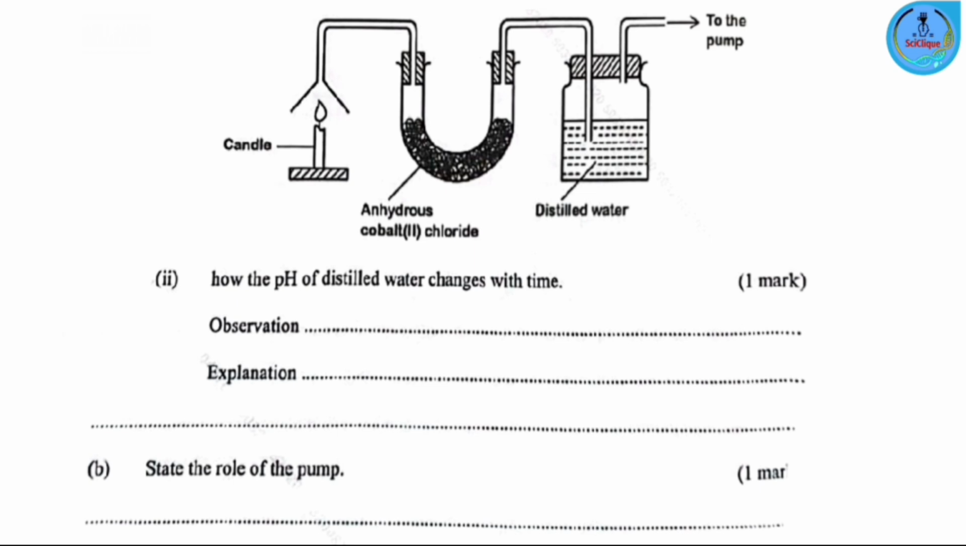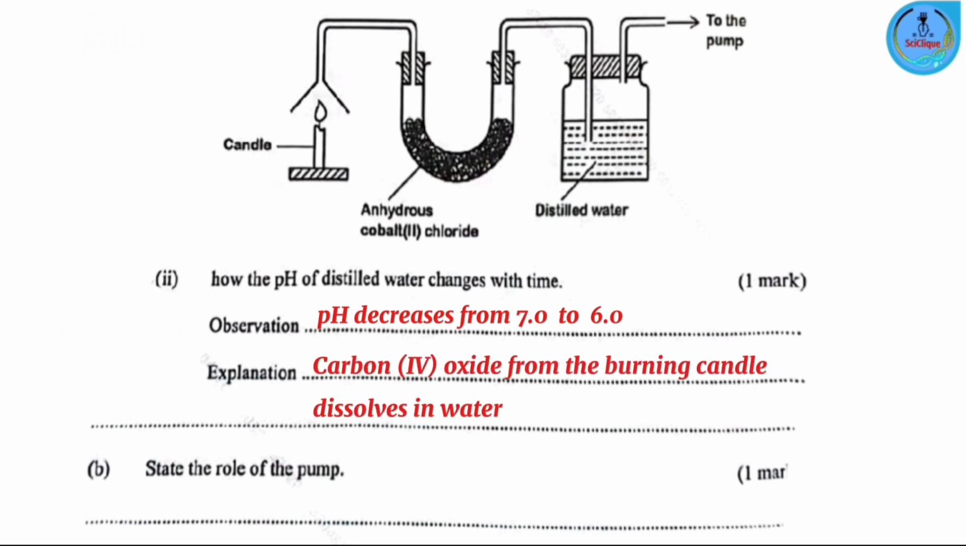Now, initially the pH of the distilled water was 7. It's neutral. But when carbon dioxide dissolves in water to form carbonic acid, it's going to decrease slightly from 7 to 6. So it's not going to go lower than that because, as stated, the acid that is formed is weak carbonic acid. It's a weak acid. So it's going to decrease from 7 to 6 as a result of the formation of this acid.